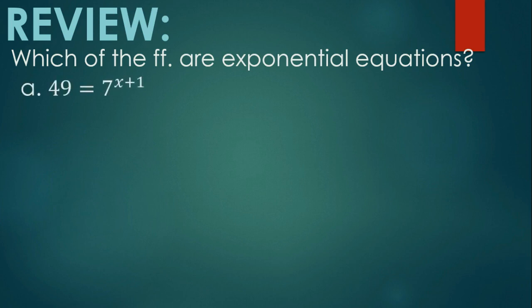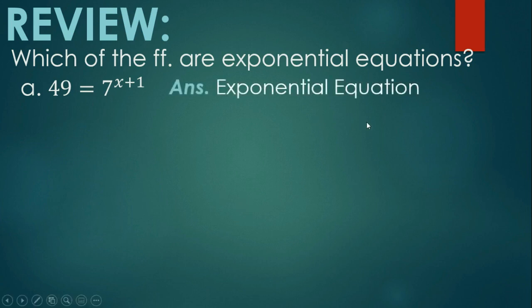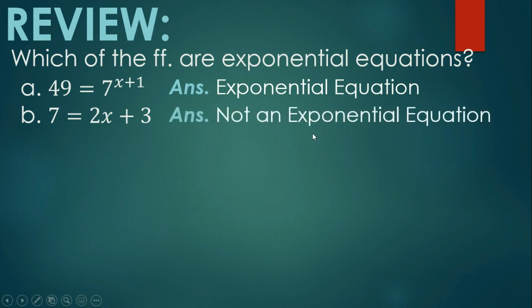So, A, 49 is equal to 7 raised to x plus 1. May equal symbol, may variable x sa ating exponent. Yung base ay mas malaki kay 0, which is 7. Ibig sabihin, this is an exponential equation. Letter B, 7 is equal to 2x plus 3. May equal symbol pero walang variable sa exponent. This is not an exponential equation.